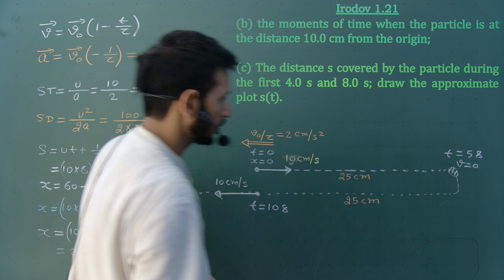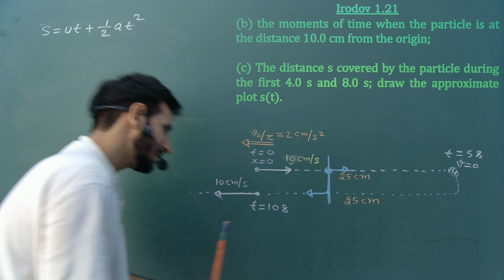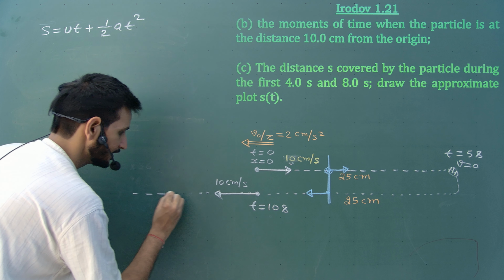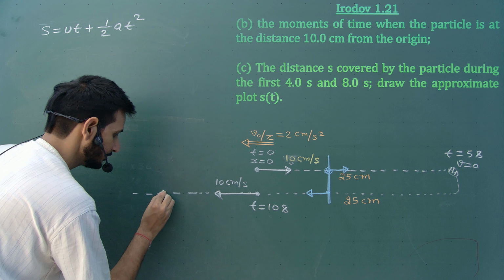So the formula is s equal to ut plus half a t square. Now there is a small problem. Distance 10 centimeter from the origin does not mean the position is 10 centimeter. From origin, distance 10 centimeter means this distance is 10 centimeter, and again there will be a distance of 10 centimeter here. This distance is again 10 centimeter.